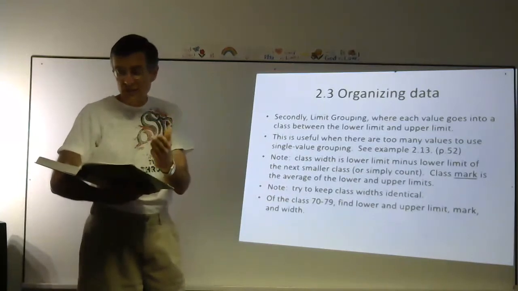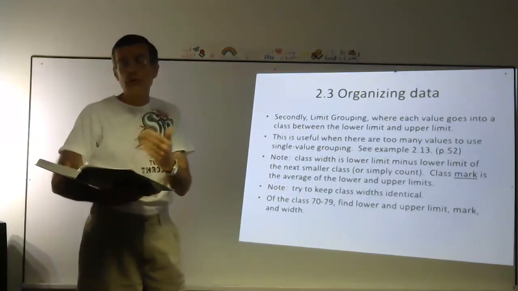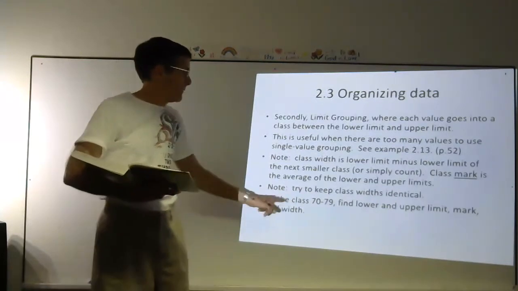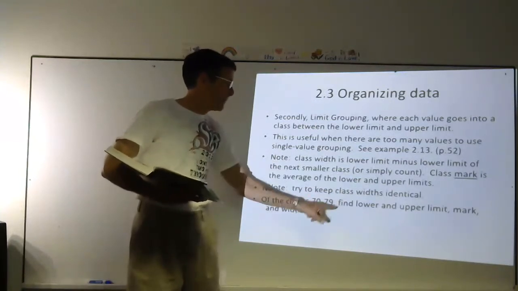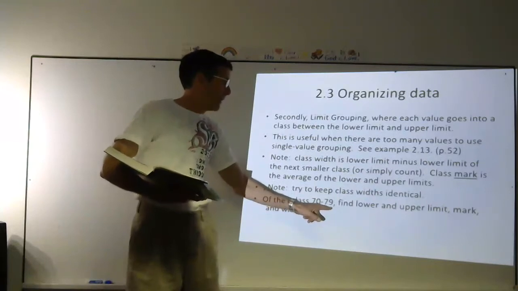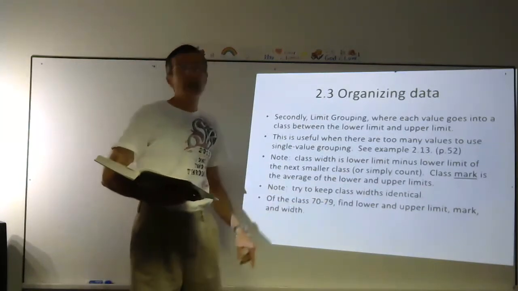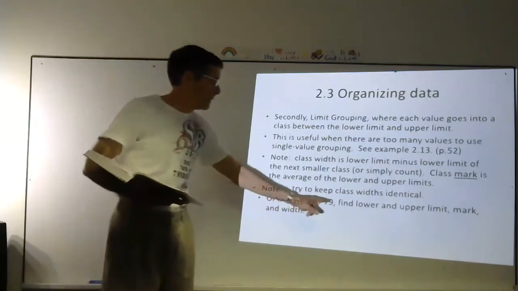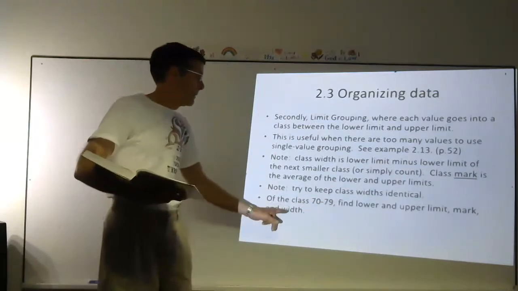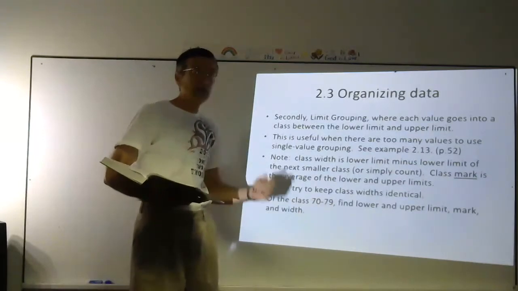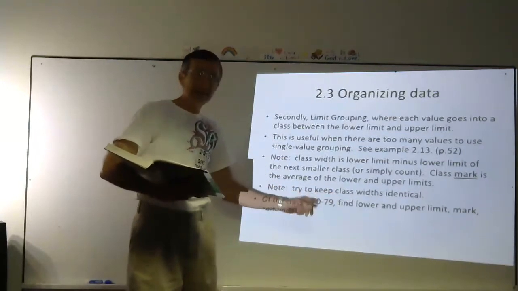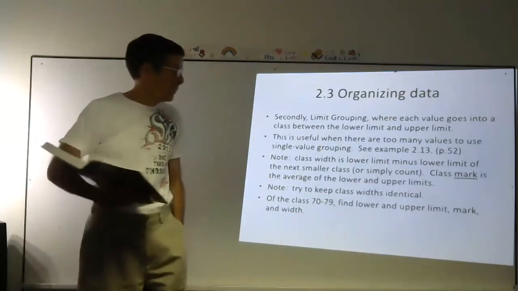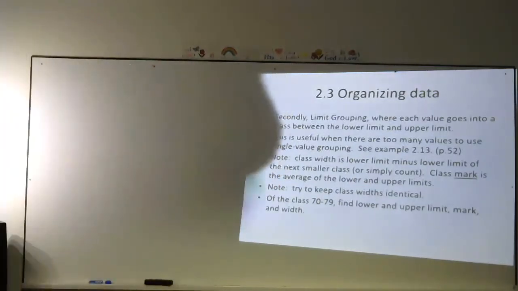Do it in a nice, consistent pattern, 30 to 39, 40 to 49, and so on and so on, okay? Of the class 70 to 79, the lower limit would be 70, the upper limit 79. The class mark is the average of 70 and 79, which would be 74.5 when you add them up and divide by 2, okay? And the class width is 10. You can either get that by counting 0 through 9 on 70 to 79, or you can subtract 70 from 80, okay? And you get a class width of 10. We'll come back to these and do more examples in a bit.